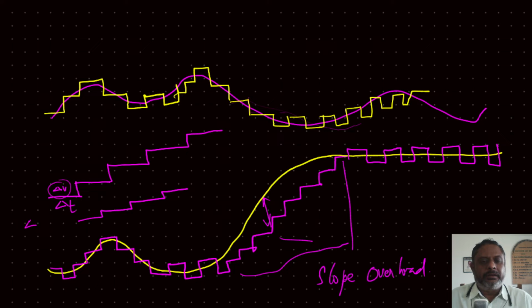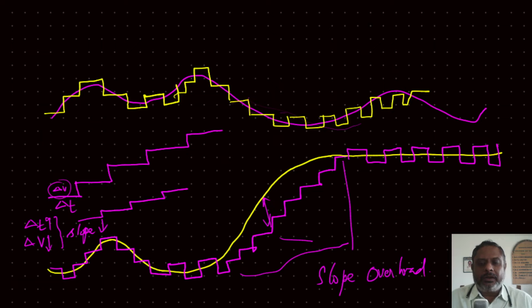A higher delta t or a lower delta v, or both together, is going to reduce the slope. So this whole thing depends on delta t, which depends on the sampling period, and delta v, which depends on the quantization system we have used. These are going to decide the slope of the staircase produced, and if this is not sufficient to follow the input, there will be slope overload error.